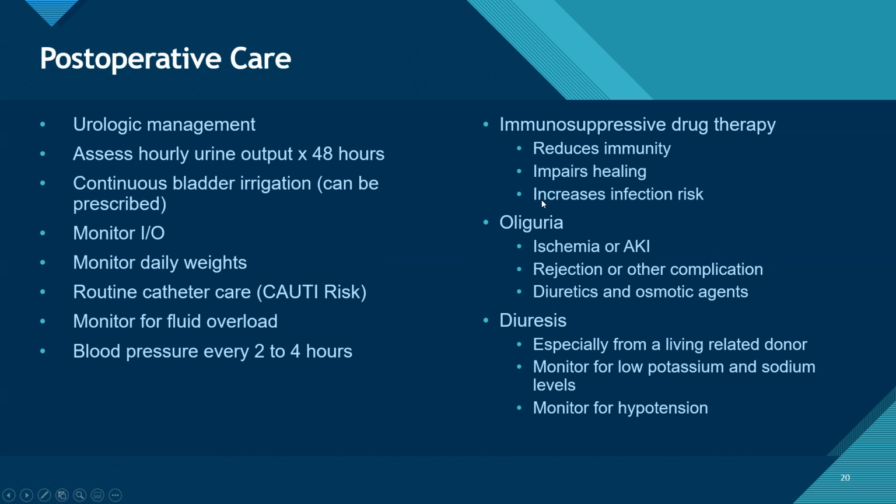Oliguria, ischemia or acute kidney injury can cause it, a rejection or other complication. Sometimes they will give them diuretics or osmotic agents to try and improve urine output. Osmotic agents like albumin to pull volume and fluid in.